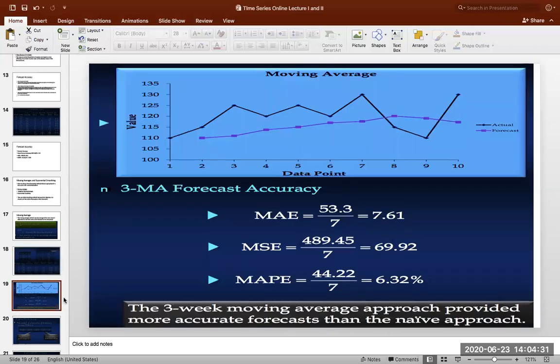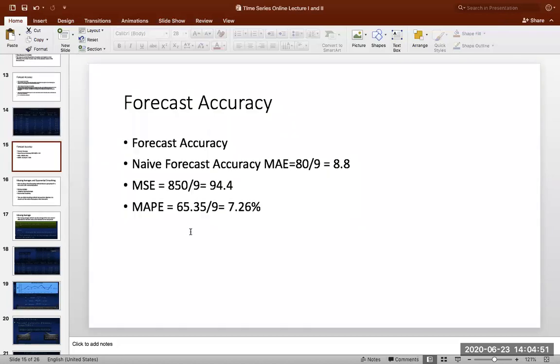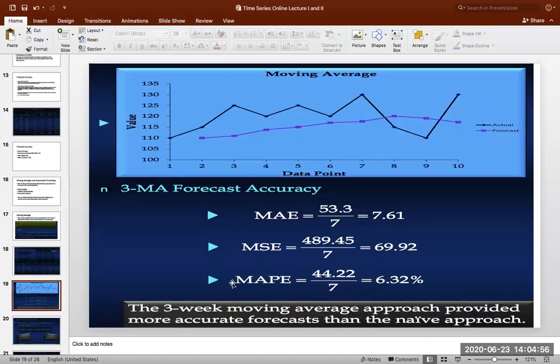This calculation is 53.3 divided by the number of observations, which is 7, and then you get this. So you can see that this mean absolute percentage error, in this case, is lower compared to the previous one where we did the naive one. You can see that the naive one was 7.26%. So the moving average is a better smoothing approach than the naive one because it gives us a smaller absolute percentage error.